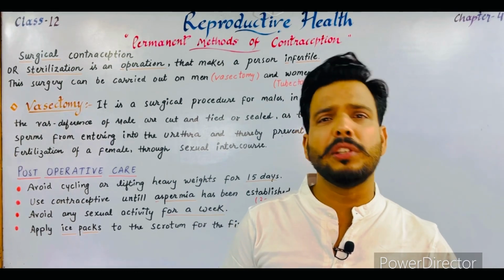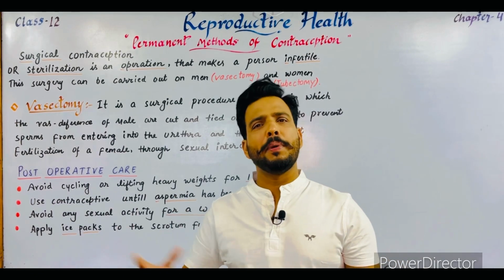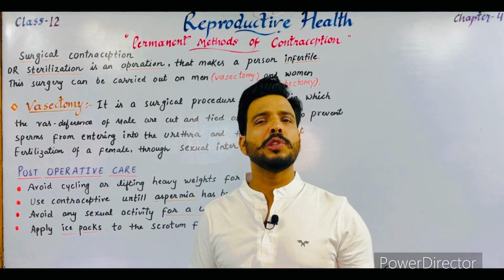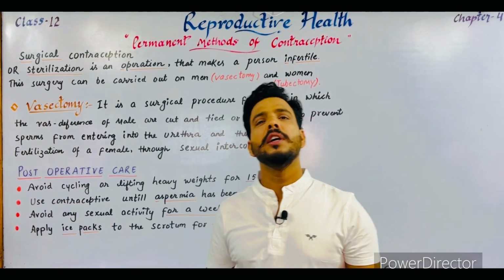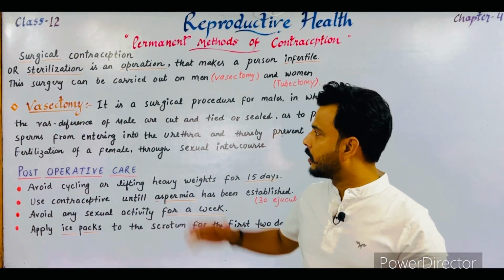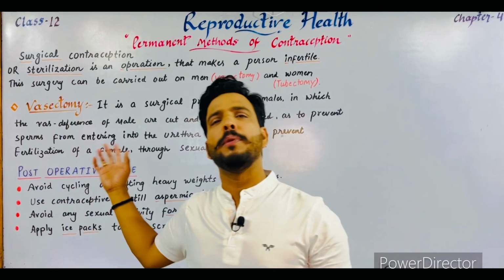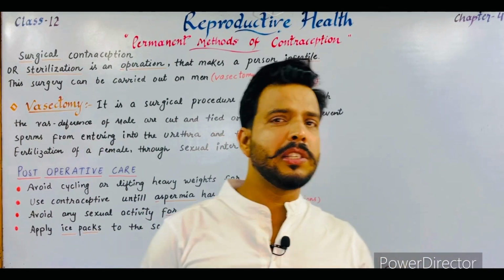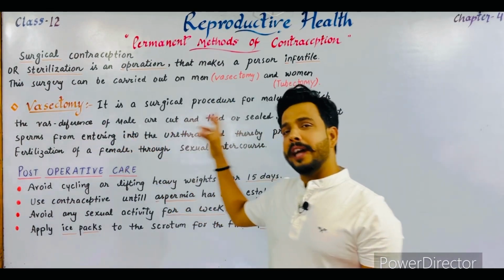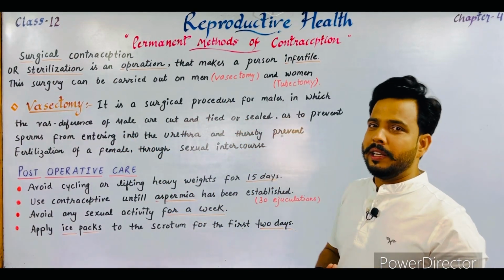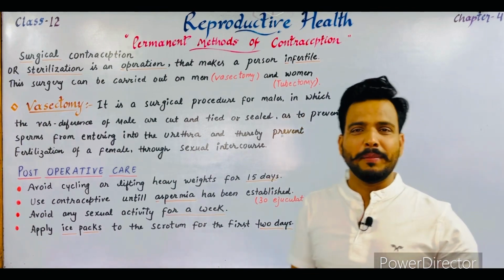Surgical methods are generally permanent, in which an operation occurs. In males, it is called vasectomy, while in females it is called tubectomy. First of all I will tell you about the vasectomy, and then I will describe the tubectomy. For this purpose I am going to make a diagram of vasectomy. So let's make a diagram. You also may make a diagram with me.